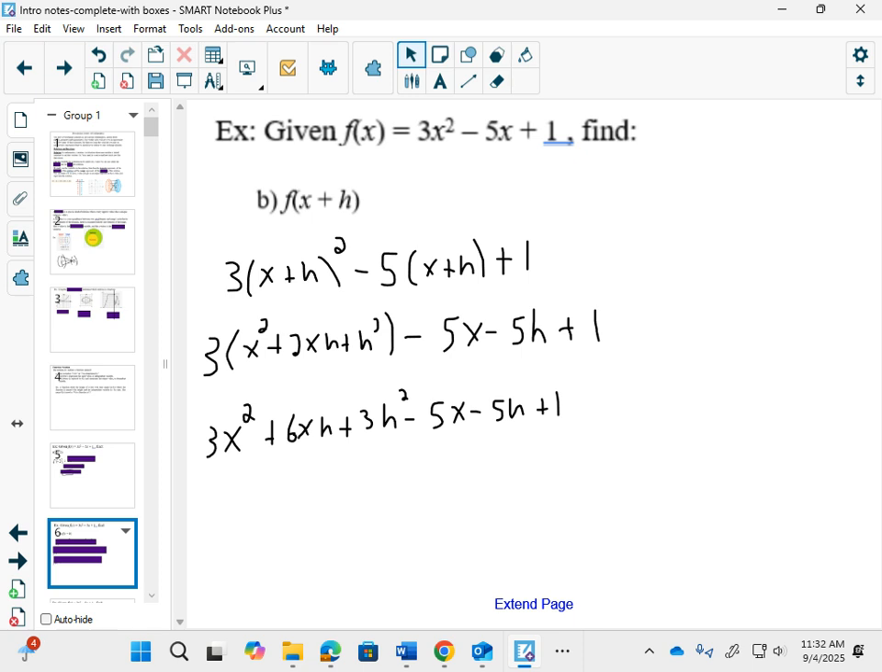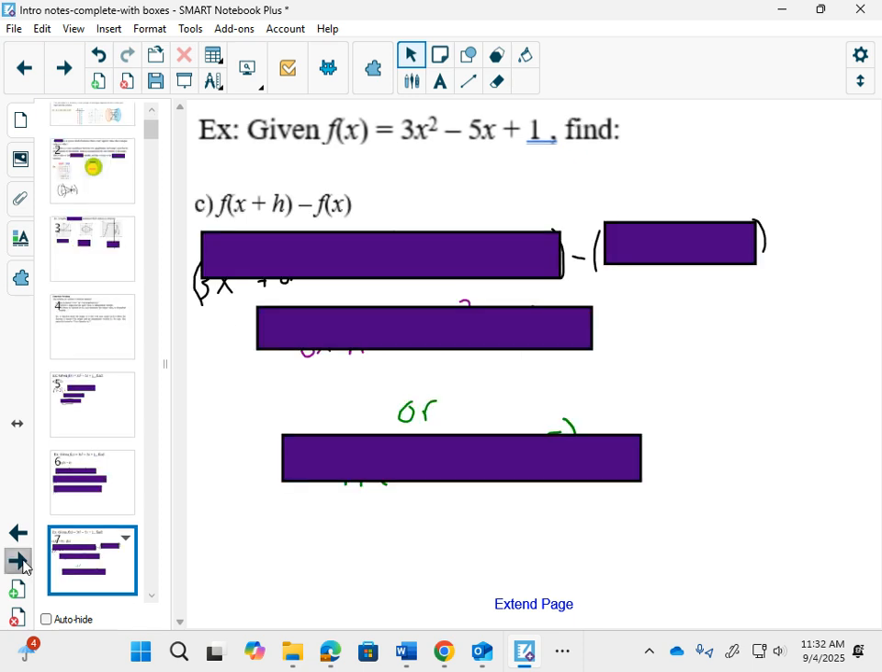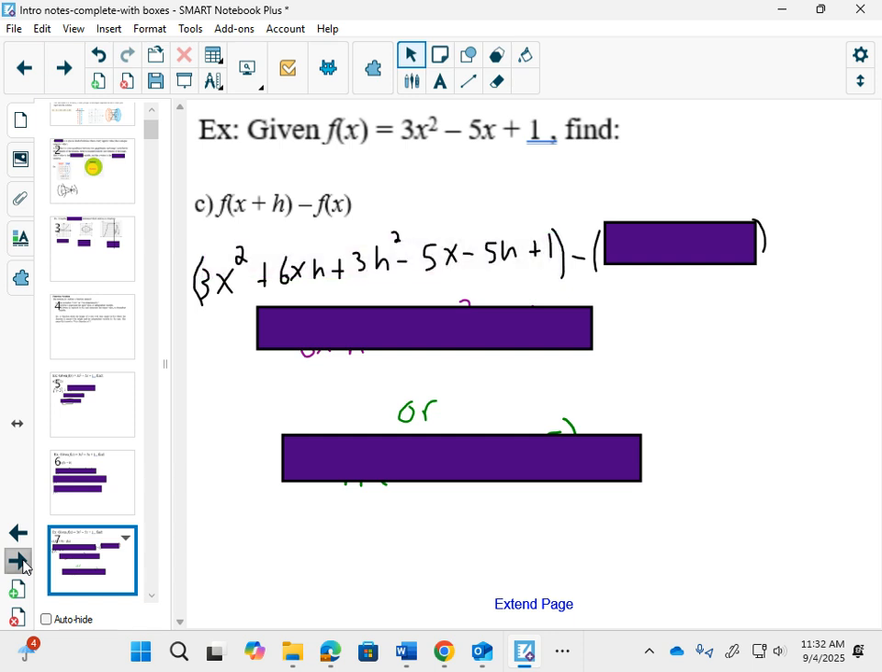And then in part C, we take what we did in part B and we subtract f of x. So in part B, we figured out all of this. And then we want to subtract all of this. This is where we're going to be careful as well. When you're subtracting something, you're subtracting all of it. So I need to make sure that that's in brackets when I subtract it.